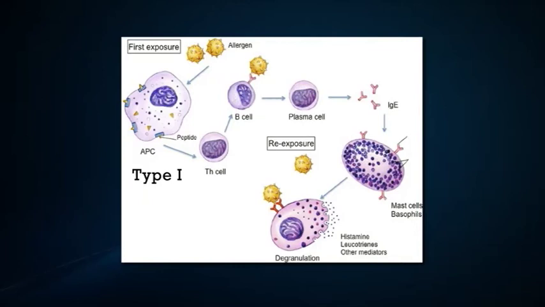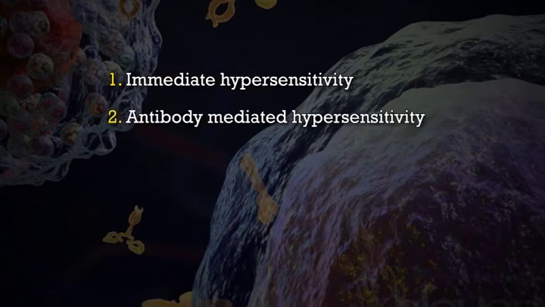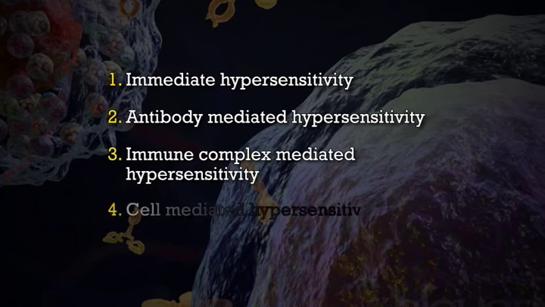system. Hypersensitivity reactions can be divided into 4 types as type 1, type 2, type 3 and type 4, based on the mechanisms involved and time taken for the reaction. Hypersensitivity diseases have been grouped into 4 major categories based upon their underlying causes. These groups are immediate hypersensitivity, antibody-mediated hypersensitivity, immune complex-mediated hypersensitivity, cell-mediated hypersensitivity.